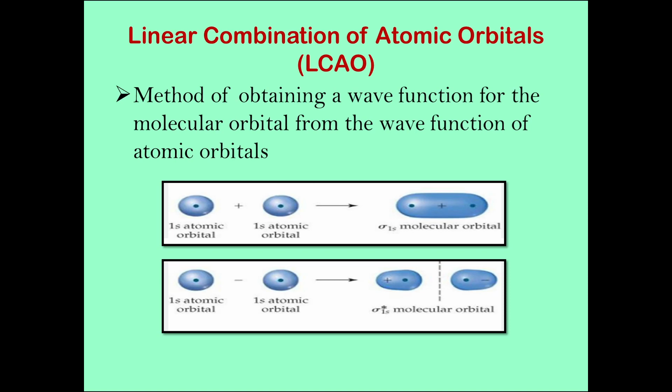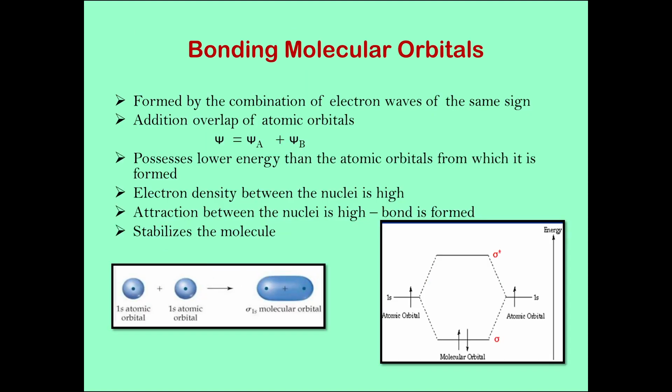Now, linear combination of atomic orbitals, LCAO. It is the method of obtaining a wave function for the molecular orbital from the wave function of atomic orbitals. Wave functions of atomic orbitals overlap to give wave functions of molecular orbitals. It gives psi A plus psi B equal to psi, and psi A minus psi B is equal to psi star AB.